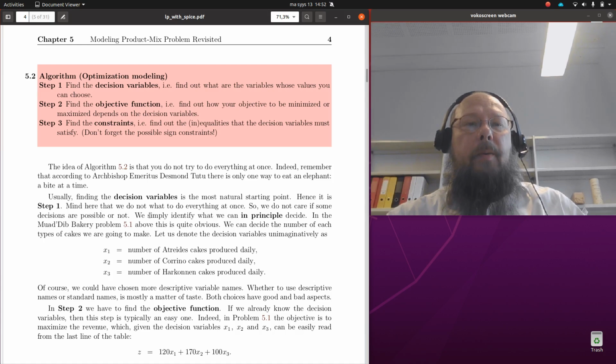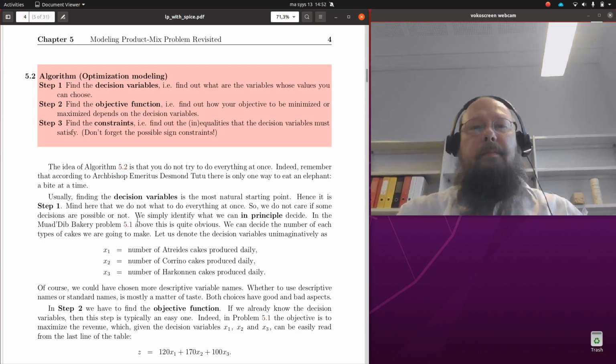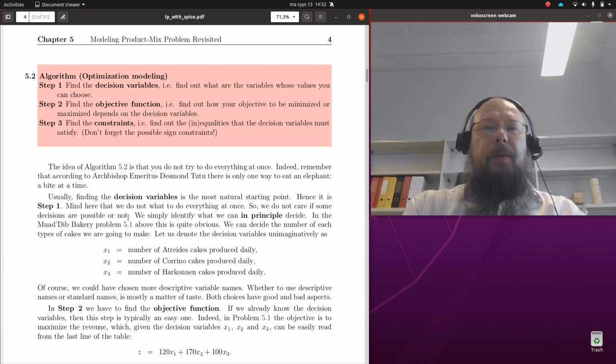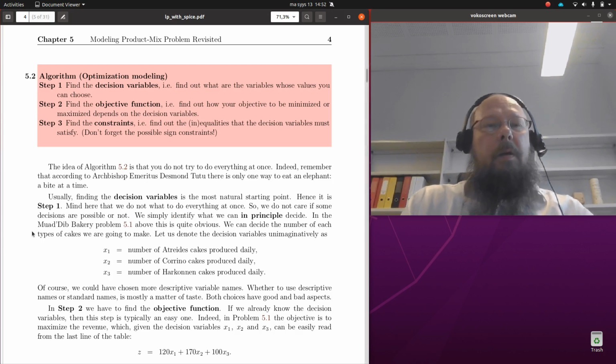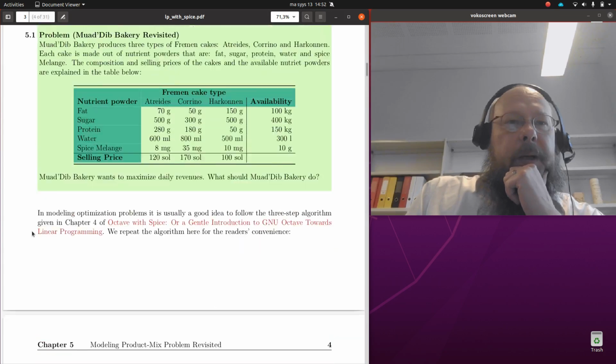And again, we don't care if some decisions are practically possible or not. We simply want to, maybe this is the word here, identify what we can in principle decide. Okay, so let's go back and look at the problem.